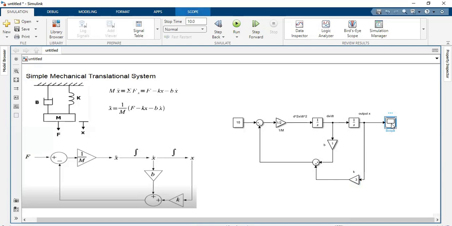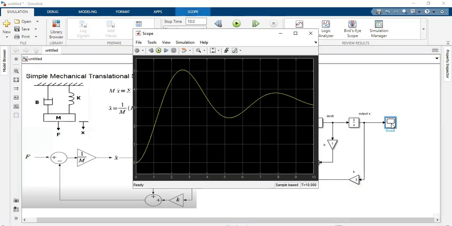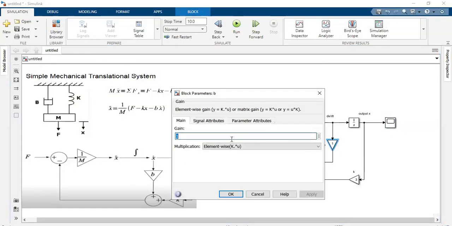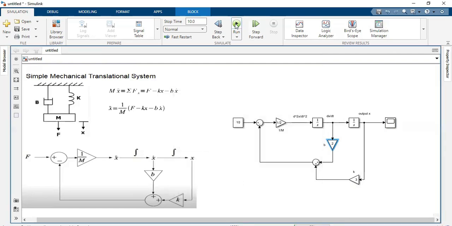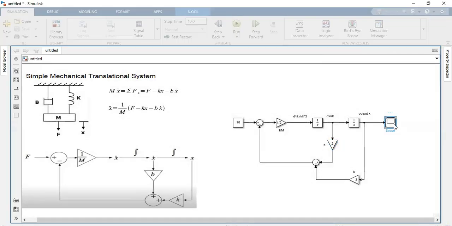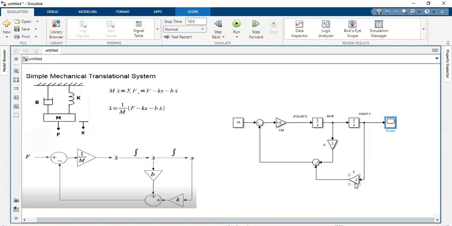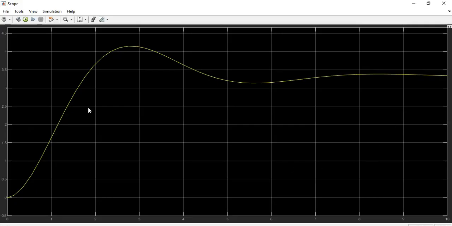Let us check the output displacement. We have obtained the output displacement in this plot. We can even increase the value of B to 2 and check how we get the output. If we change the B value, the output oscillation gets damped out faster. So by changing the values of M, B, and K, the output displacement waveform will change.